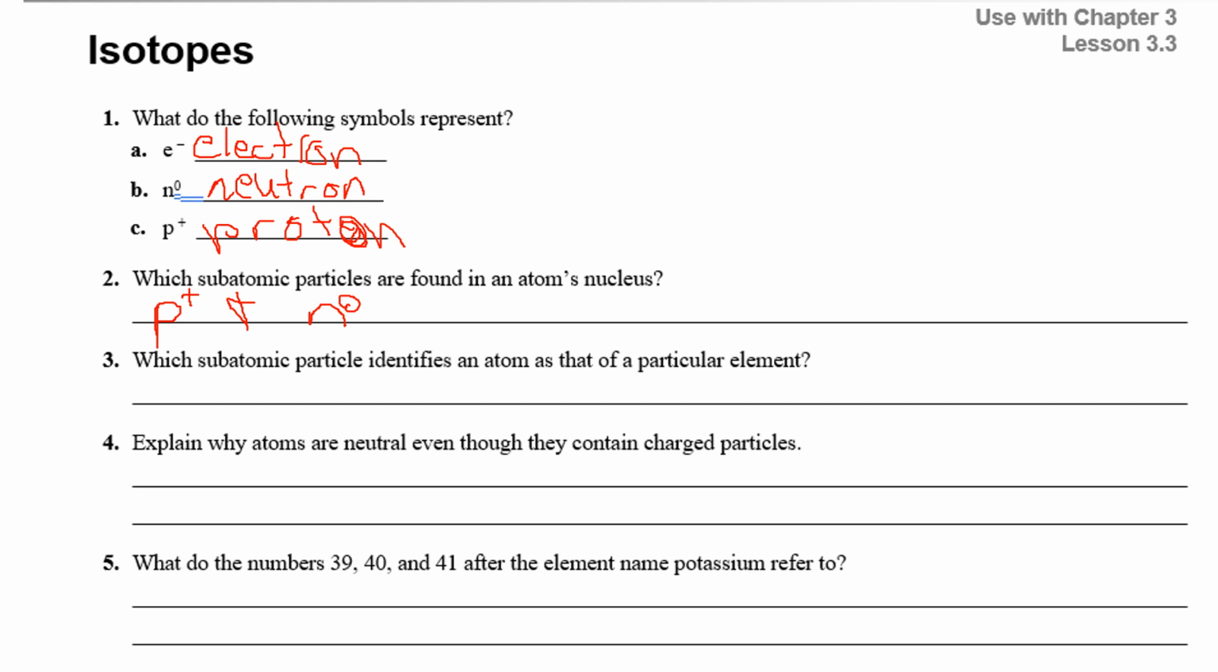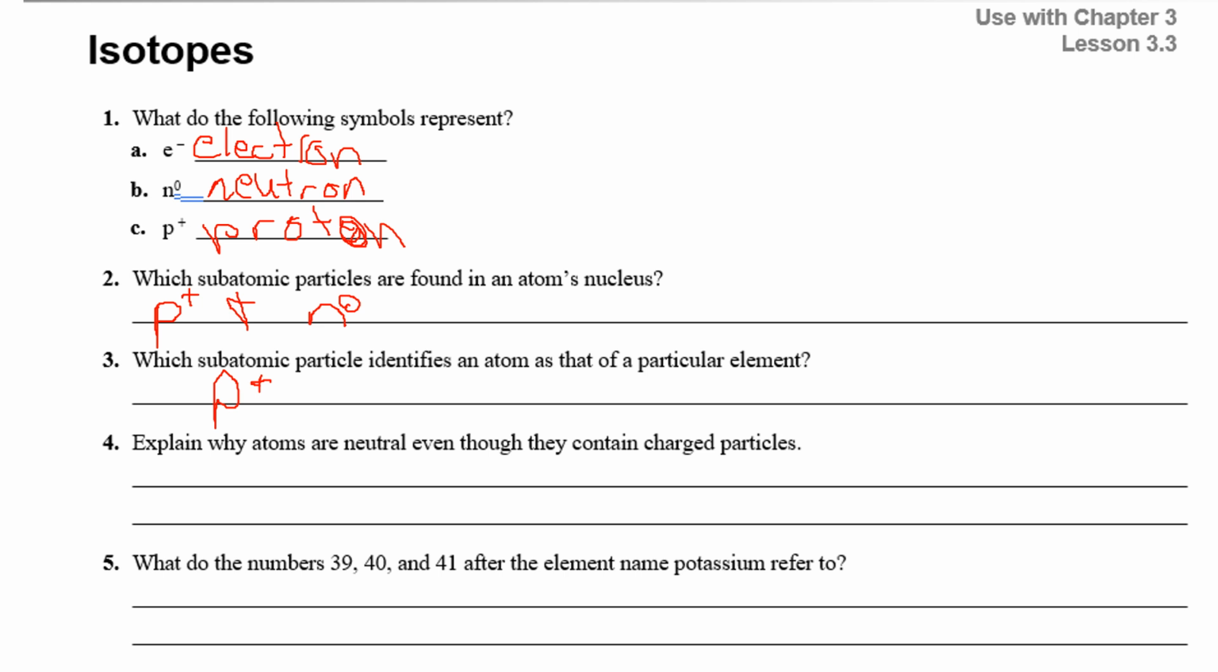Which subatomic particle identifies an atom as that of a particular element? We talked about this so much in class. It is the proton. If you have a different count of protons, you have a different element. Remember, you can change the electron count, you get an ion. You can change the neutron count, you get an isotope. But you change those protons, you get a new element.